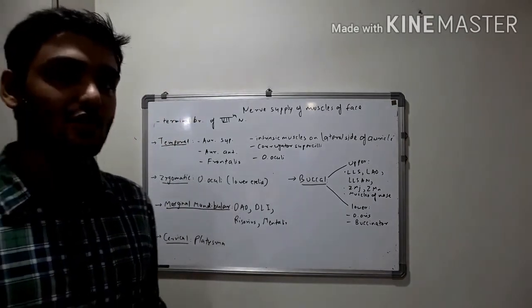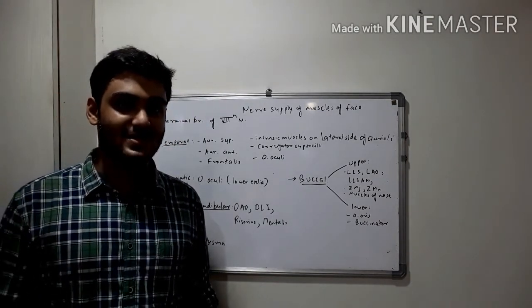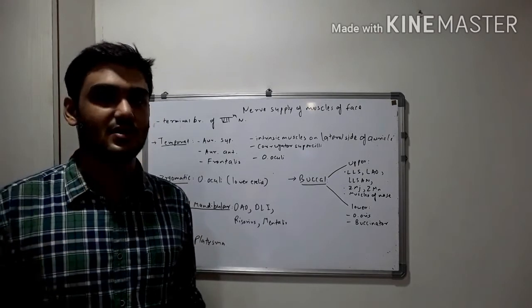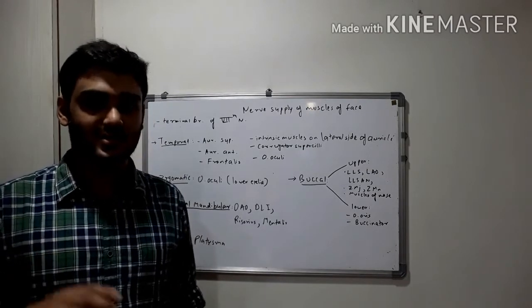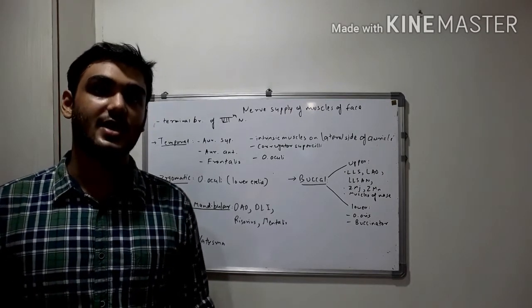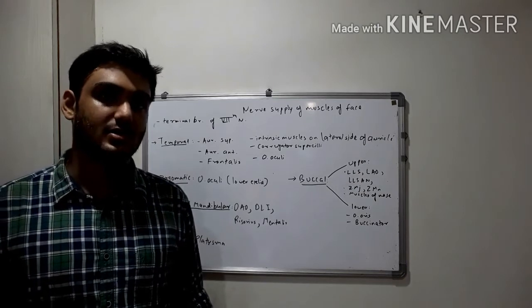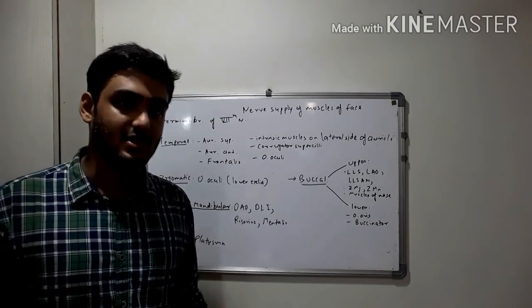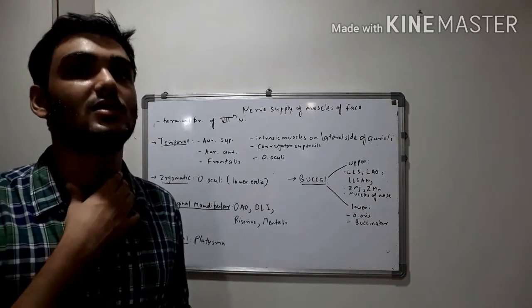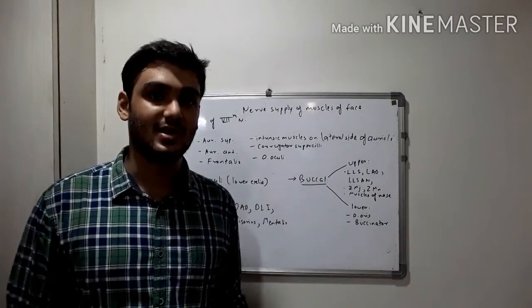Then you have the marginal mandibular. The name itself has mandibular, so it supplies structures associated with the mandible or the lower part of face. It has the 2 depressors of lower lip and the angle, the depressor anguli oris and the depressor labii inferioris, risorius and mentalis. And lastly, we have the cervical branch. It supplies only one muscle, that is the platysma. Now, platysma is the muscle of neck, right? So it can be remembered easily.